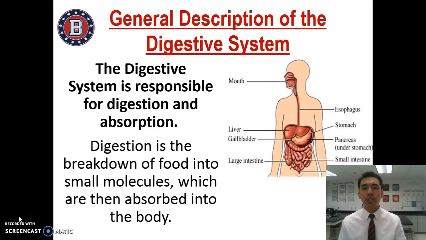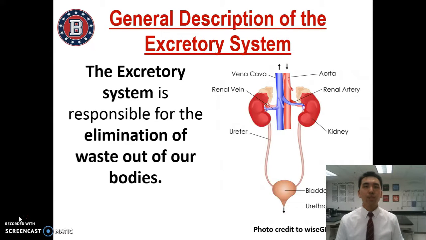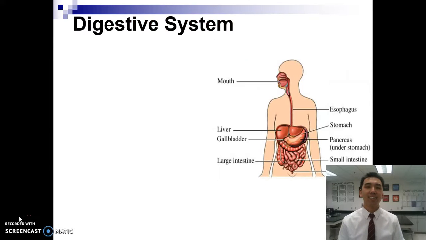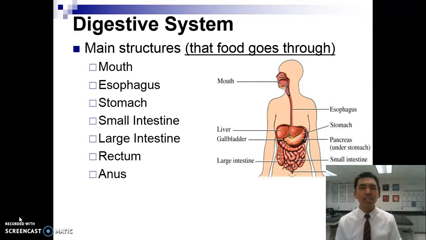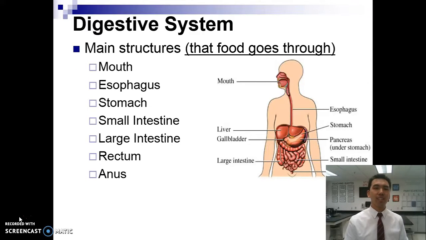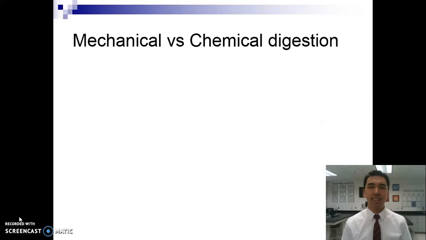Brief descriptions of the digestive and excretory system. Let's start with the digestive system. First off, it's responsible for all digestion and all absorption of nutrients. As you can see, there's a lot of breakdown of food into smaller particles. Next, we're going to focus on the excretory system, which is responsible for all elimination of waste out of our bodies. All right, here we go. The digestive system, as you can see here, has these main structures: the mouth, the esophagus, the stomach, the small intestine, the large intestine, the rectum, and then the anus.